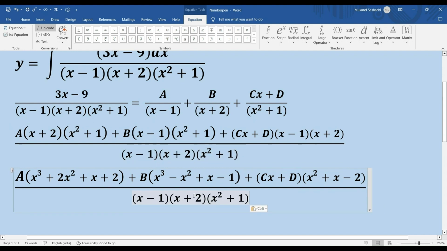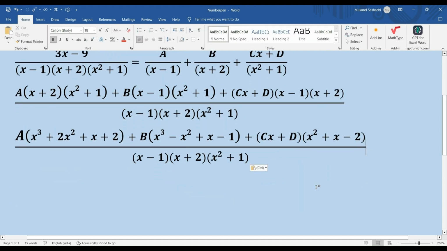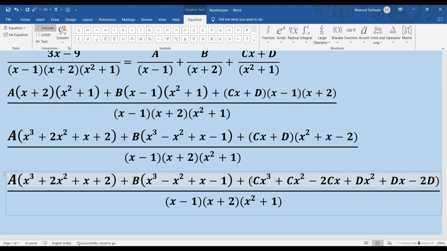I know that for the third term, (cx + d) into (x² + x − 2), there is scope to do one further level of multiplication. So let's do that as well. I go to the next step. So this is what I get: cx³ + cx² − 2cx + dx² + dx − 2d, right?